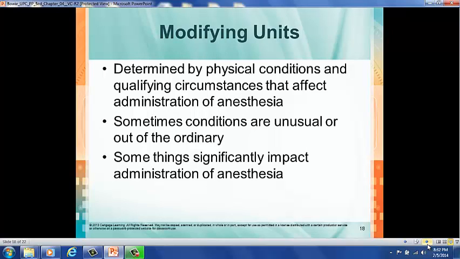The last factor in the formula is the modifying units. These are determined by a patient's physical condition and qualifying circumstances that affect the administration of anesthesia. All surgeries are not equal. Like people, circumstances for procedures differ. Sometimes conditions are unusual or out of the ordinary or significantly influence the administration of anesthesia. These situations are known as qualifying circumstances.